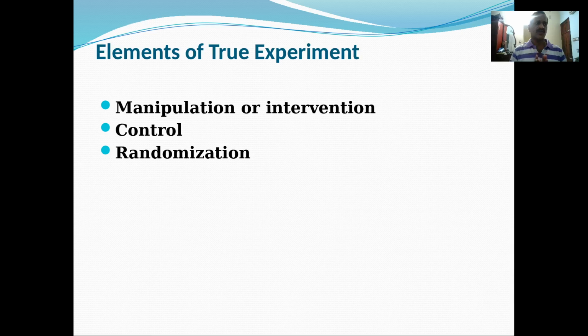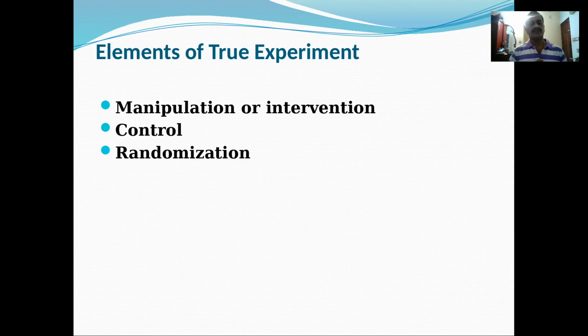The first one, there are two groups. One is the experimental group, another one is a control group. Experimental group means that in that group the intervention is done, and the control group is the standard group. And finally we measure the changes in the experimental group against the control group.